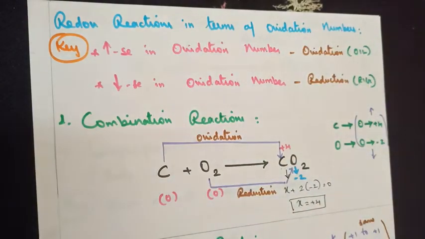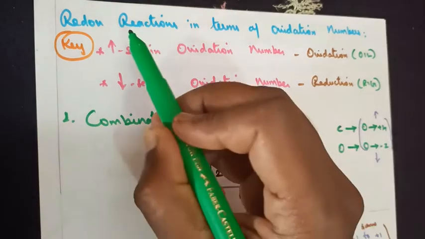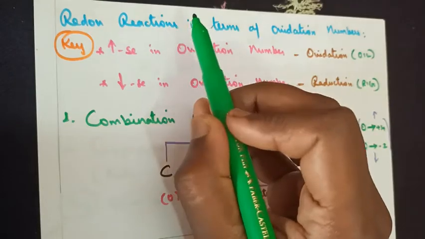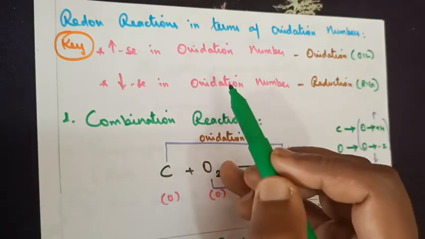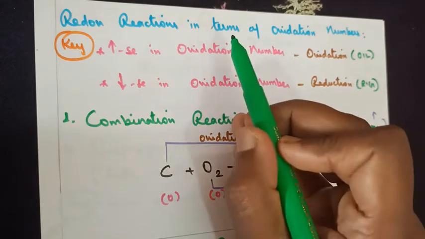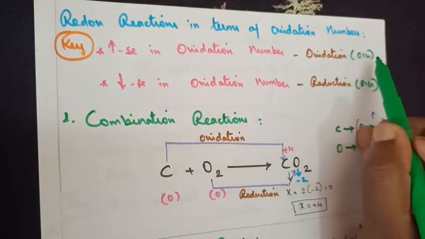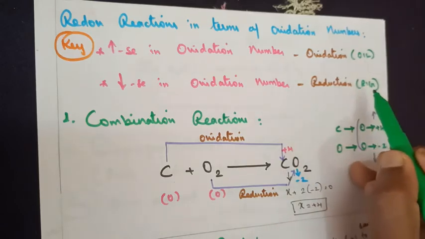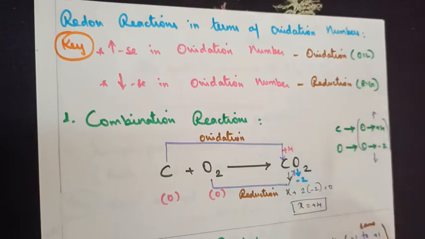The concept you will be learning in today's class is redox reactions in terms of oxidation number. In the previous class, very clearly and in a short method, I told you redox stands for a reaction in which oxidation also takes place, reduction also takes place. Oxidation, you will remember the word OIL, that is, oxidation is loss of electrons. Reduction, you will remember the word RIG, that is, reduction is gaining of electrons.